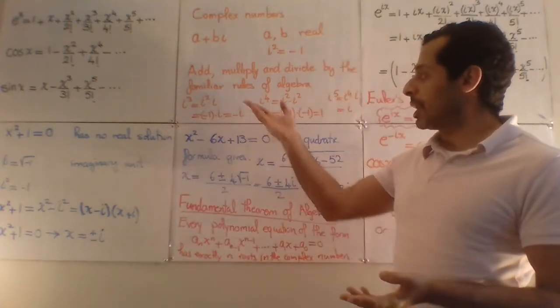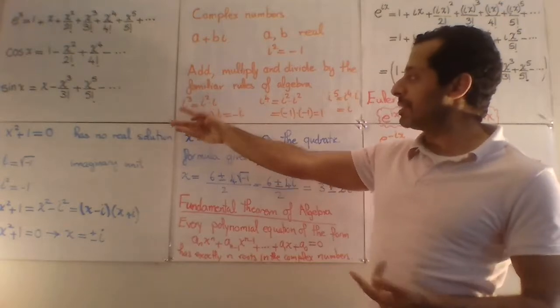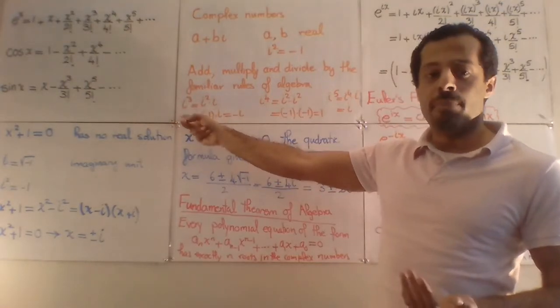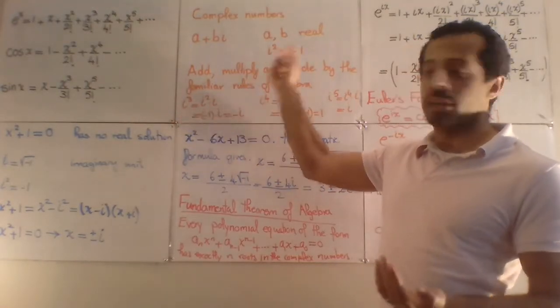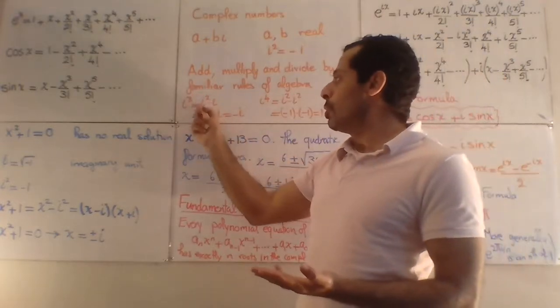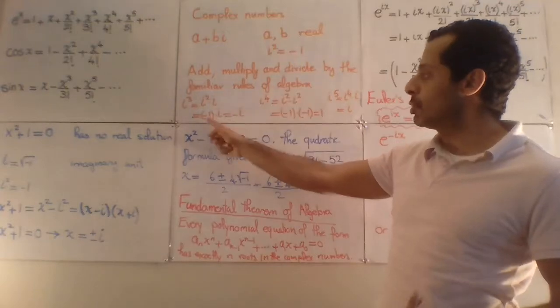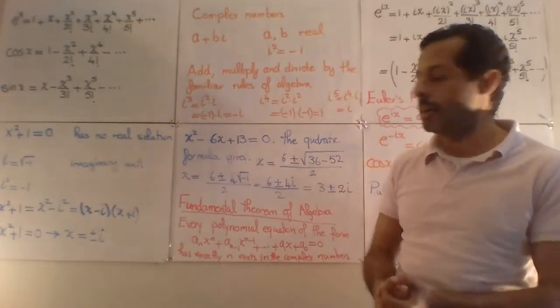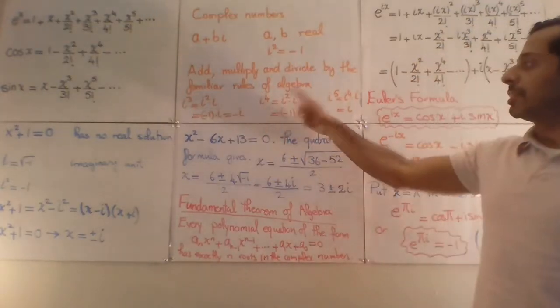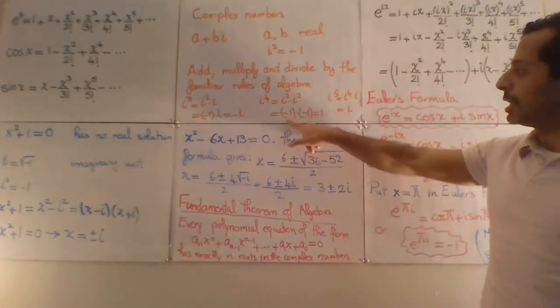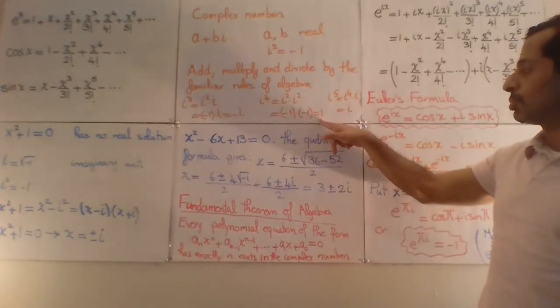And whenever it's needed, you can simplify powers of i as follows, using that i squared equals negative 1. So i cubed, we can write as i squared times i, and i squared is negative 1, so you get negative 1 times i, or negative i. i to the 4, you can write as i squared times i squared, so negative 1 times negative 1, which is positive 1.